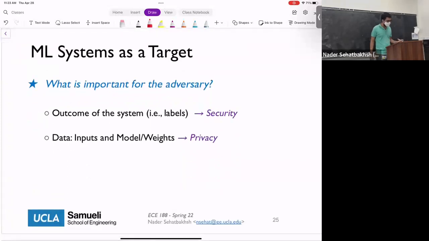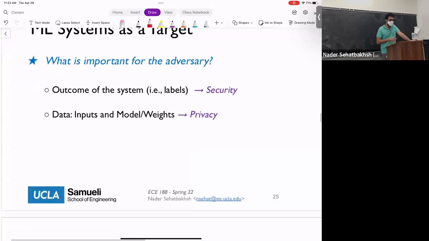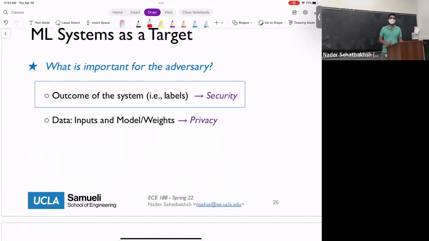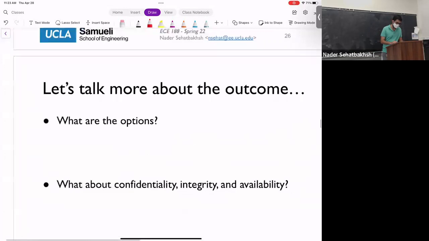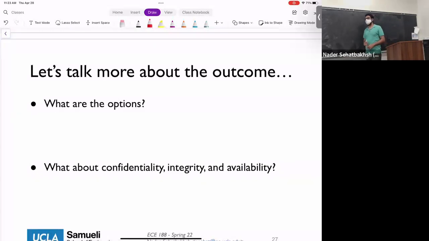Okay? We typically say that the first part is a security problem, where we can change the outcome of the system. And the second part, where we try to steal some data, is a privacy problem. Both of them are under the umbrella of what's called trustworthy AI. Generally, the first class of problem is a security-related problem, and this is the focus, at least for now. But later on, we're going to go back and talk about the privacy aspects in the next few lectures. All right. So now let's focus on how to change the outcome. Any questions so far?